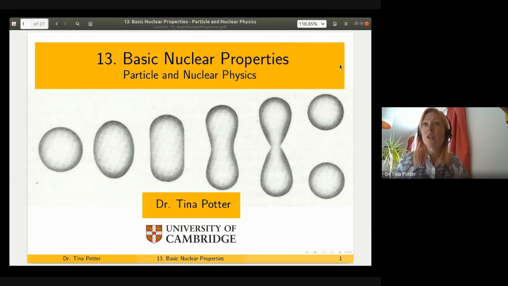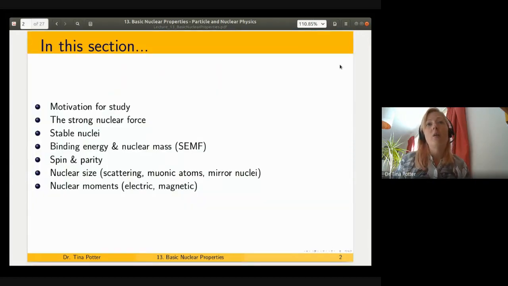So our first nuclear lecture is going to be on the basic nuclear properties, and then we'll start having a look at radioactive decay and fission and fusion. Right, so what we will do in this hour is to have a look at why we study this, by this I mean the strong nuclear force. We'll have a look at the different types of nuclei that we can have. In particular, we're interested in the stable ones. We'll have a look at how we model the binding energy and the mass of nuclei and other properties such as their spin and their parity and their size, and of course, their nuclear moments.